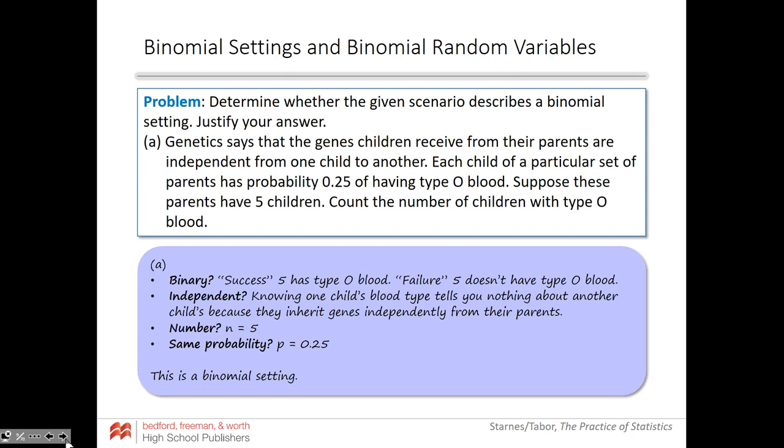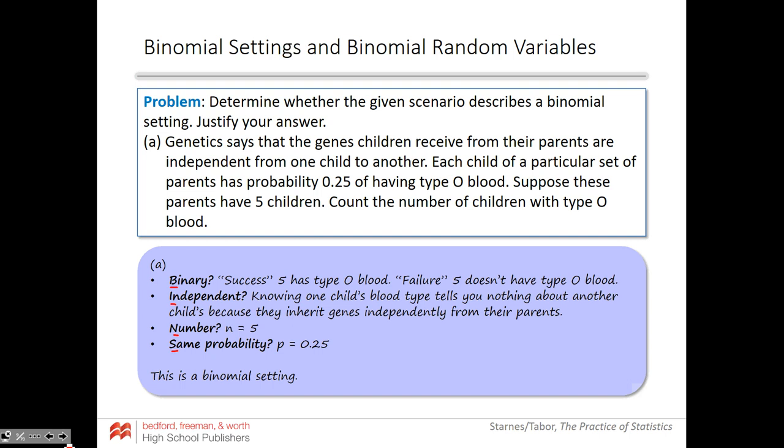So is it binomial? We have to check BINS, right? B-I-N-S. Binary, meaning do we only have 2 possible outcomes? A success would be having a type O blood child. A failure would be having a child without type O blood. Just because you don't have type O blood, that's not necessarily a bad thing, but that's not what we're looking for in this situation, so we call that the failure.